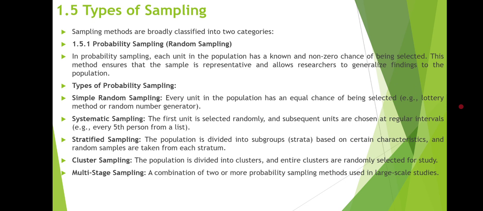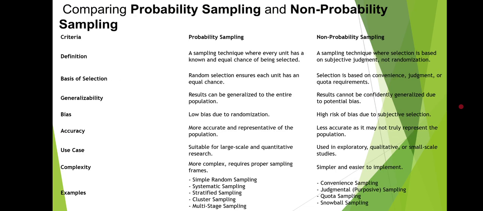So the next topic we have is the types of sampling. Basically, sampling methods are broadly classified into two categories. Before understanding this, let's understand this table first. In this table, you can clearly see a comparison between probability sampling and non-probability sampling. This is the definition of probability sampling and non-probability sampling.